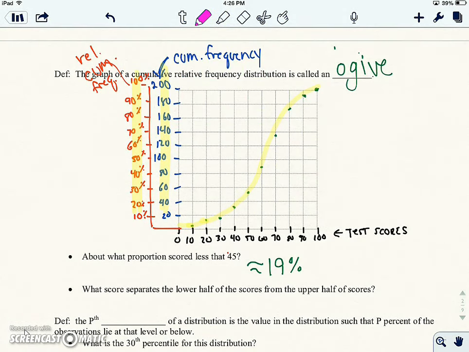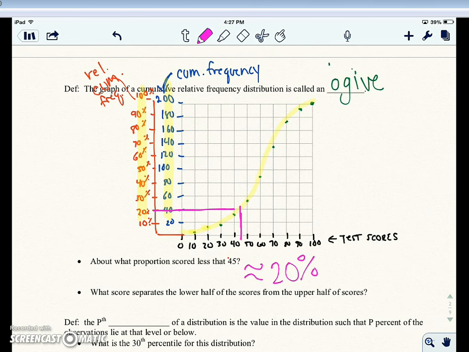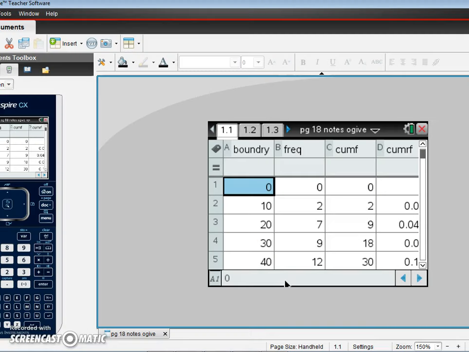by going to 45 and going up and over. And it looks to be about 20%, okay, or 19%. So that is why an ogive is helpful. I'm going to quickly show you what it would look like on the TI Inspire. So move this over here.